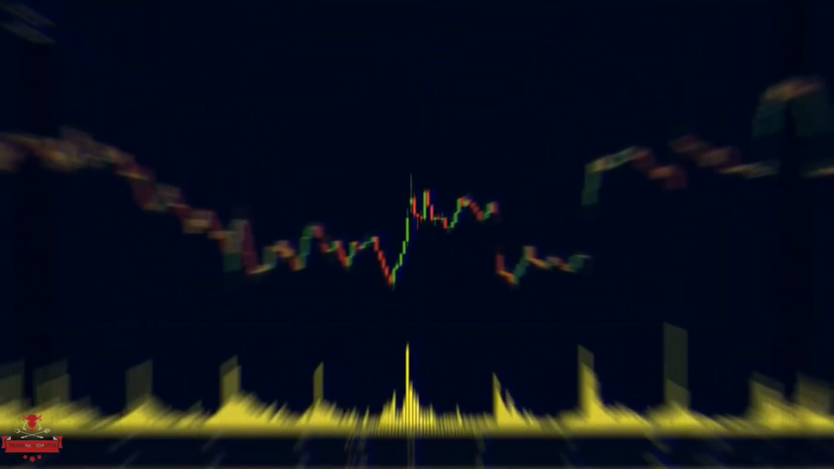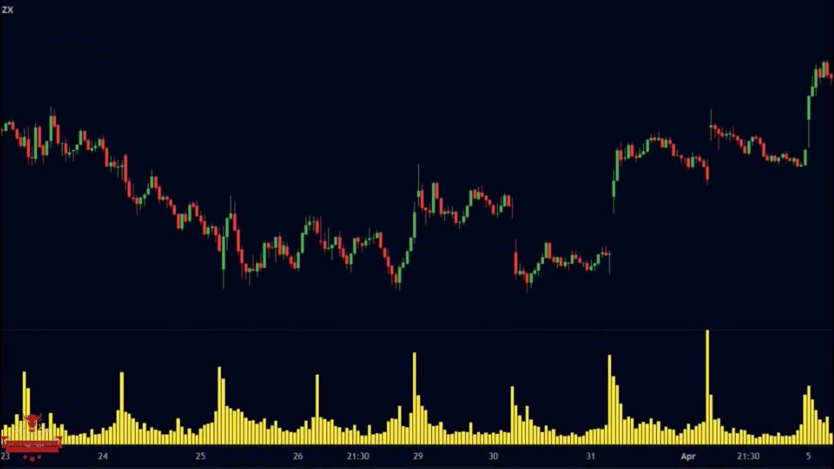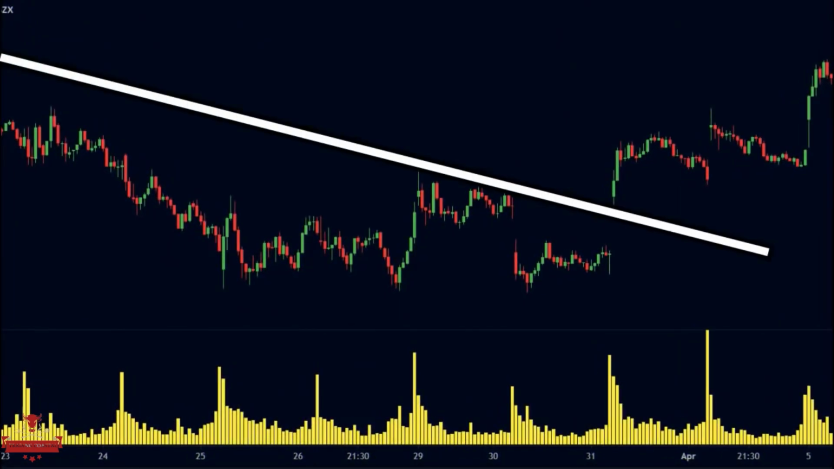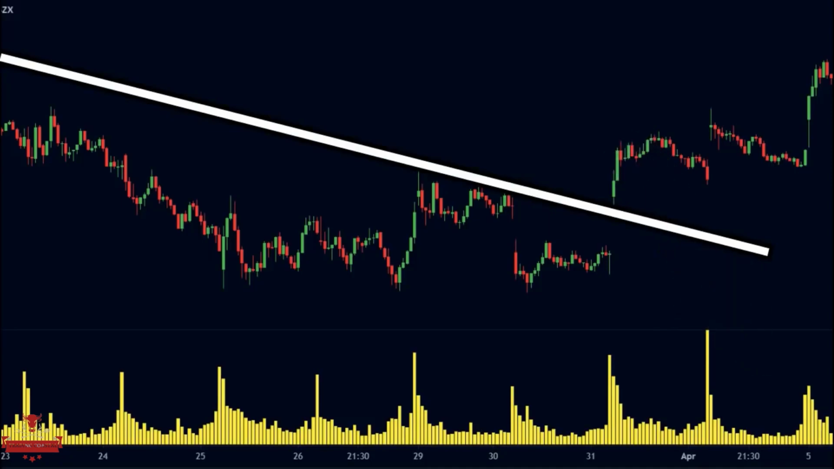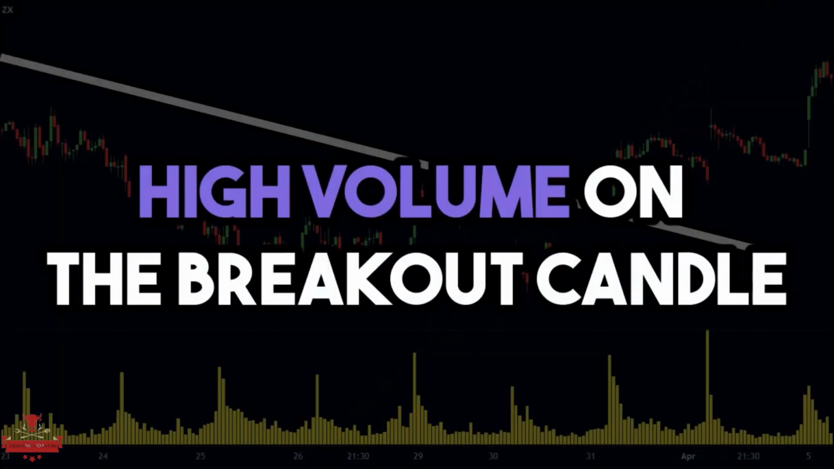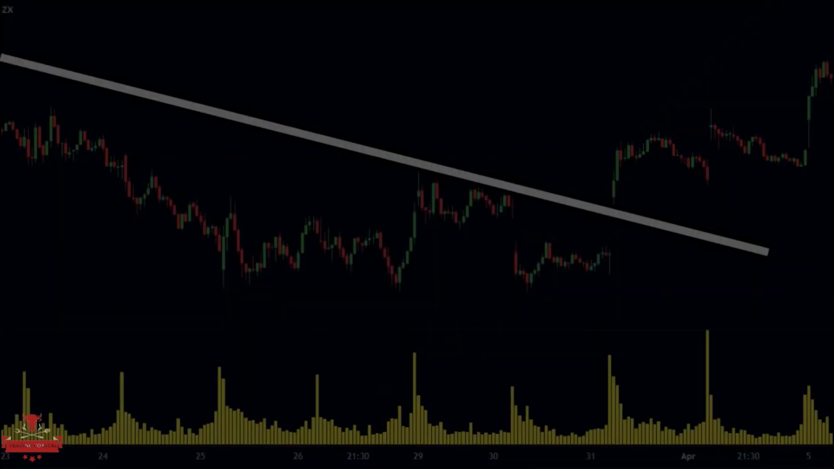Let us zoom in to see the candles clearly. Here is the same trend line that we were looking at before. Look at this candle. Here we see that the price has gapped up and broken the trend line. But at this point, the price could easily reverse and continue the downtrend. To confirm a strong breakout, we want high volume on the candle that broke the trend line.